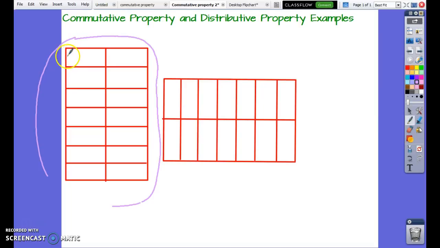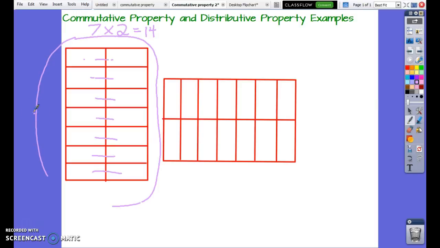So here's the first row, second, third, fourth, fifth, sixth, and seventh. So I know that this is 7 times how many columns? 1, 2 columns. 7 times 2. And then I'm going to count by 2's to get my answer. 2, 4, 6, 8, 10, 12, 14. So I know that 7 times 2 equals 14.